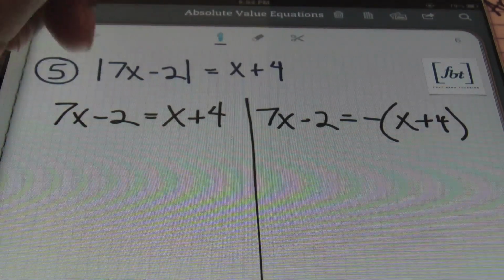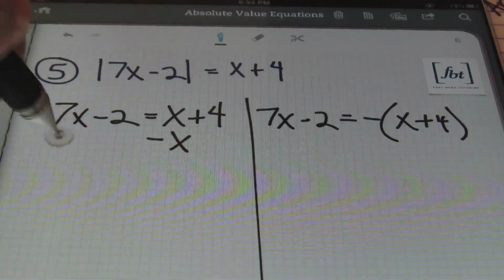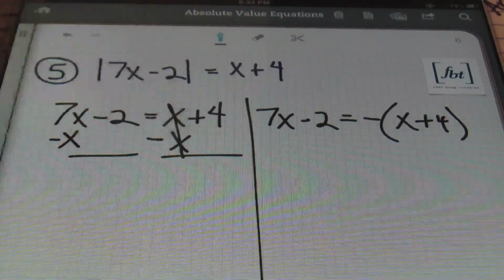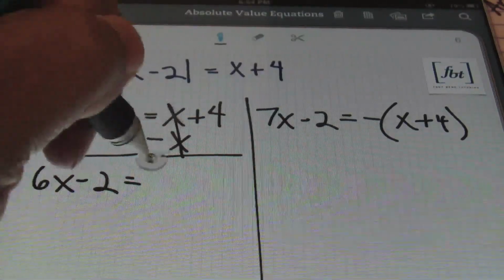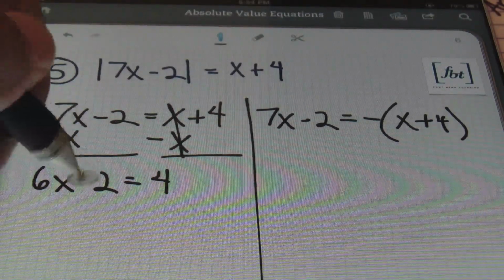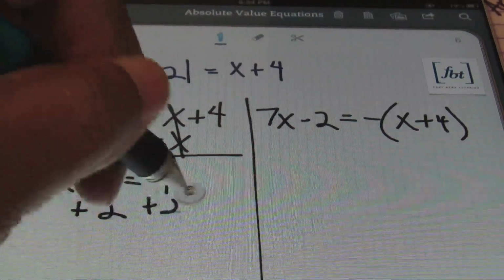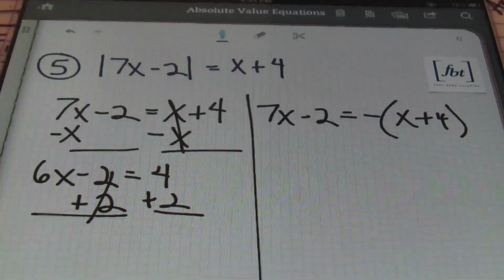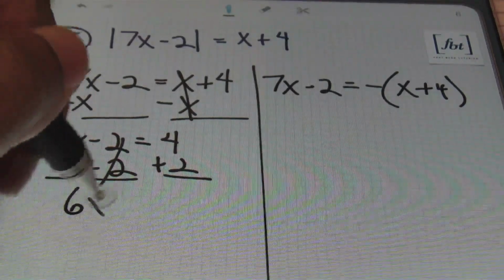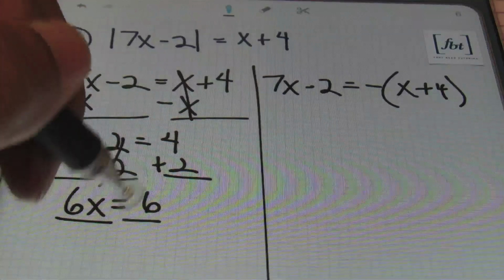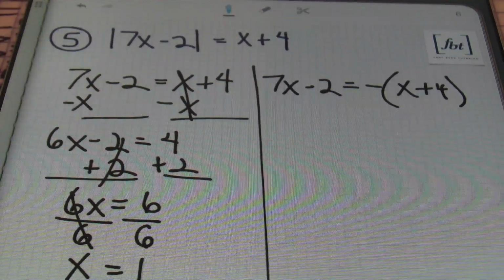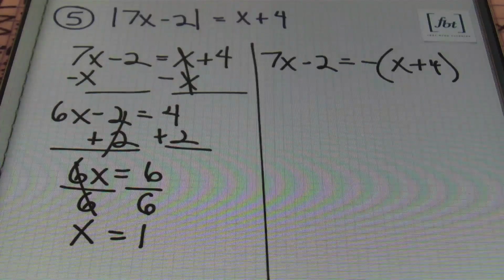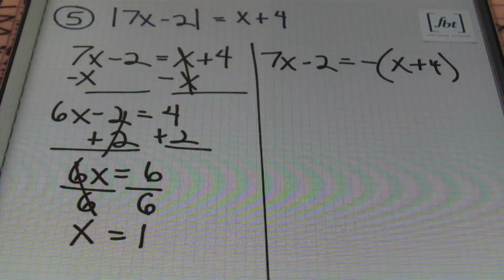So I'll start by subtracting x from both sides of my equal sign here. This cancels out the x's on the right side. I'll be bringing down 6x minus 2, which equals 4. From there, I'll be adding 2 to both sides. This gives me 6x equals 6, and then I'll need to divide both sides by 6 in order to solve for x, which now I know is possibly 1. So that's one of the first possibilities that I have.